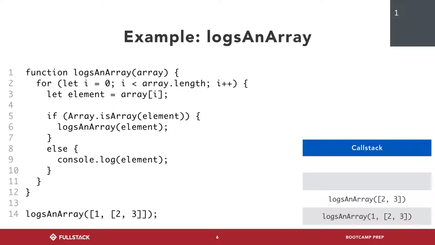We would say, okay, is this element an array or not? And the answer is no. Then we log it out. But if it is, we'll just call logsAnArray again, right? With an array with a single value of 3 in it. And so, if you think about the way that this function is really working, we can have infinite levels of nesting, right?